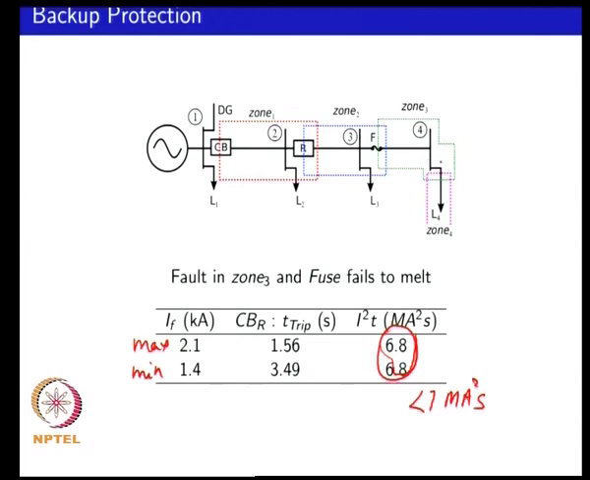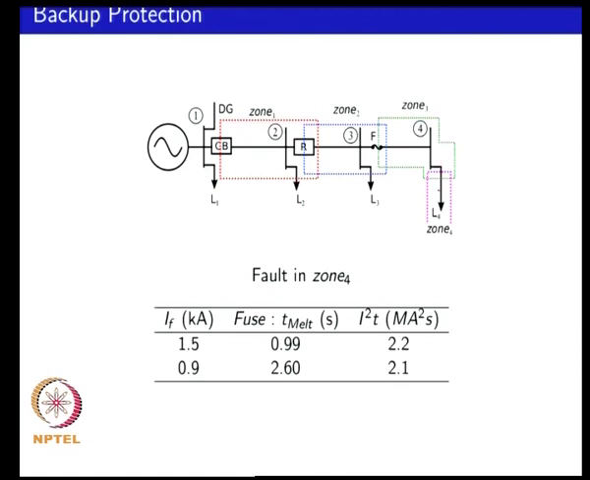You could also look at a situation where, say, suppose you have a fault in zone 4, even though you do not know what is the protective device being used in zone 4, if that device fails to protect, would you have backup because of the fuse F1. So, you can look at the maximum and the minimum fault current range and look at what is the I square t level, and you could again see that in this particular case the resulting I square t is less than the 7 mega ampere square second required for this particular zone. So, again you are having complete backup protection in this particular case.